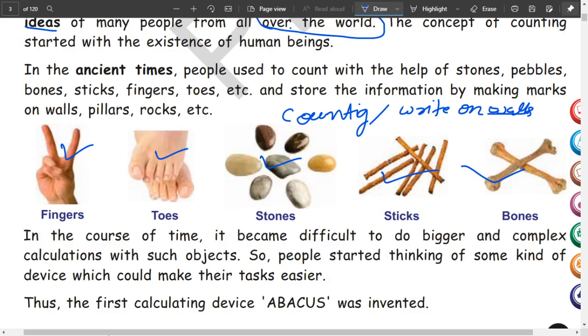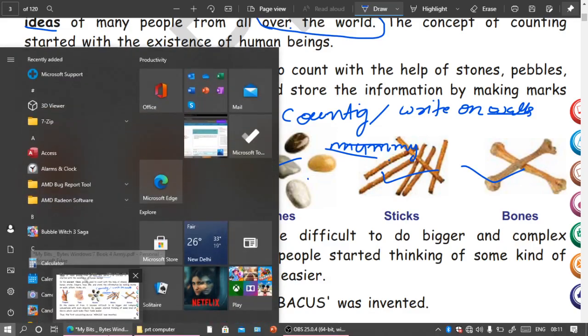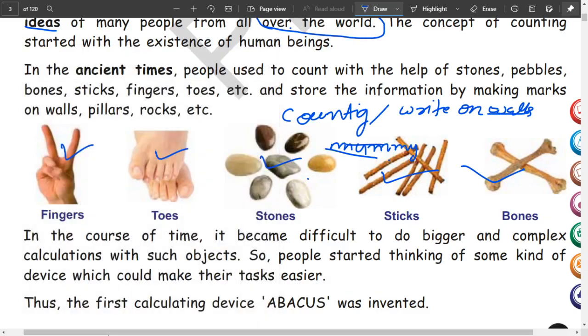If you have seen any old movie like Mummy, or Prince of Persia or any other ancient movie, then you will come to know that they used to write on walls. Okay, so let me show you. No, the internet is not working right now.